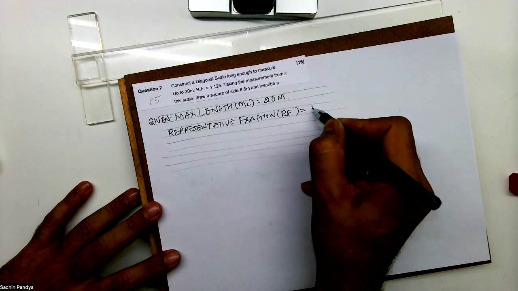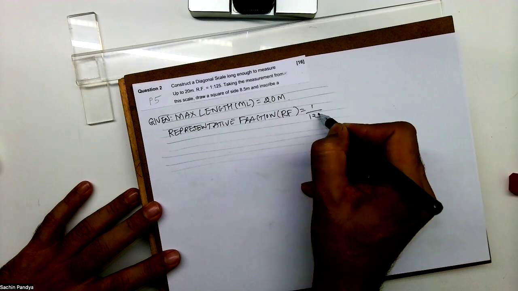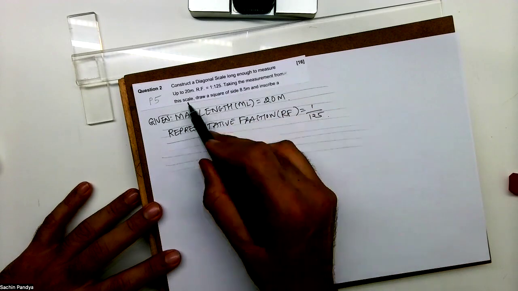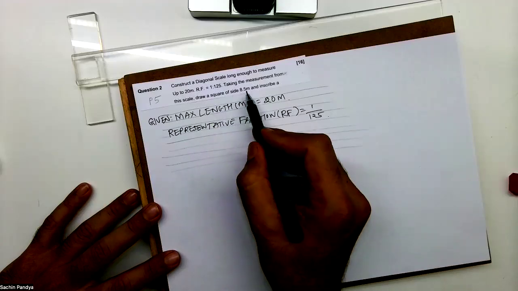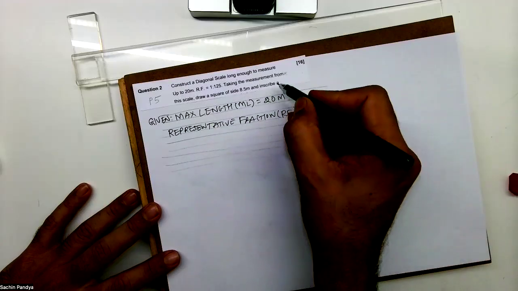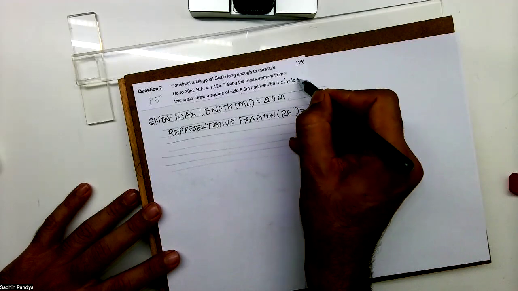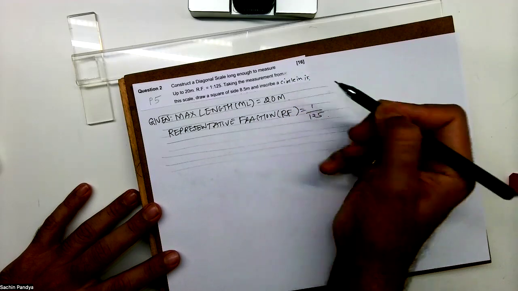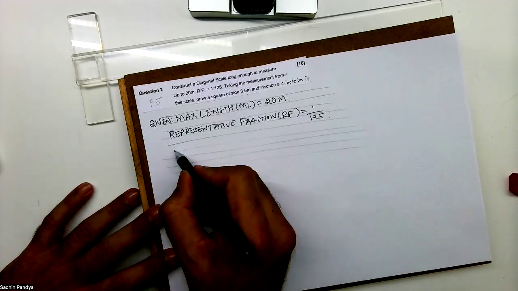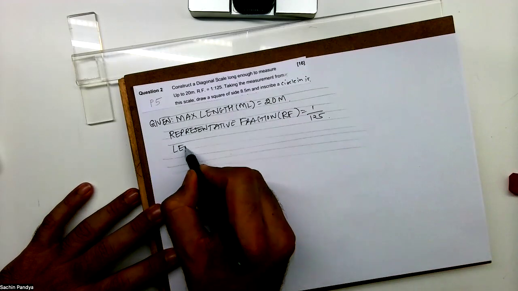Representative fraction is 1 upon 125. Take this measurement from the scale and draw a square of side 8.5 and inscribe a circle in it. I think, yeah. So length of scale.